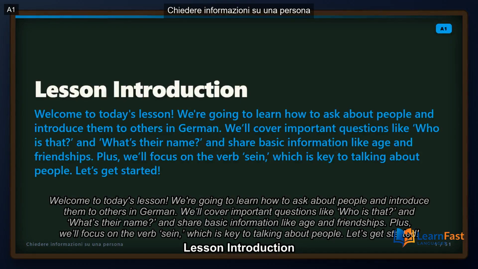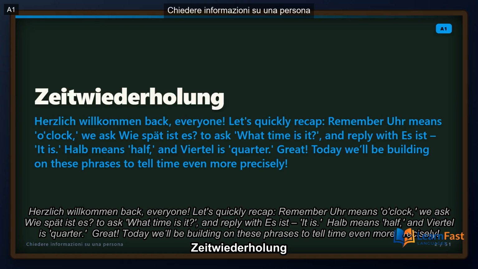Welcome to today's lesson. We're going to learn how to ask about people and introduce them to others in German. We'll cover important questions like who is that, and what's their name, and share basic information like age and friendships. Plus, we'll focus on the verb sein, which is key to talking about people. Let's get started. Herzlich willkommen back, everyone.